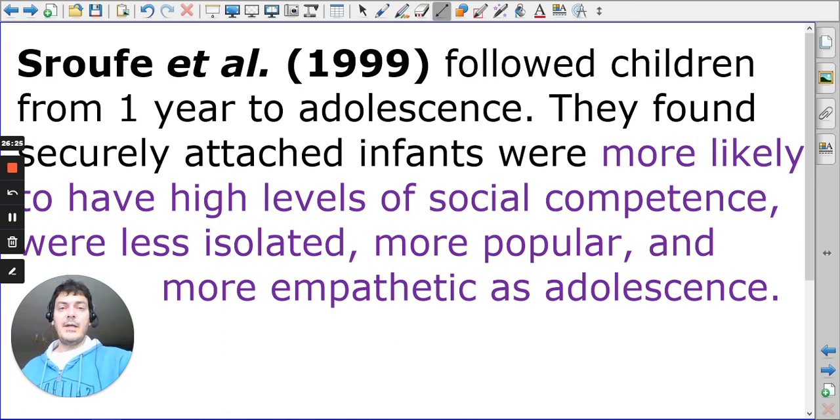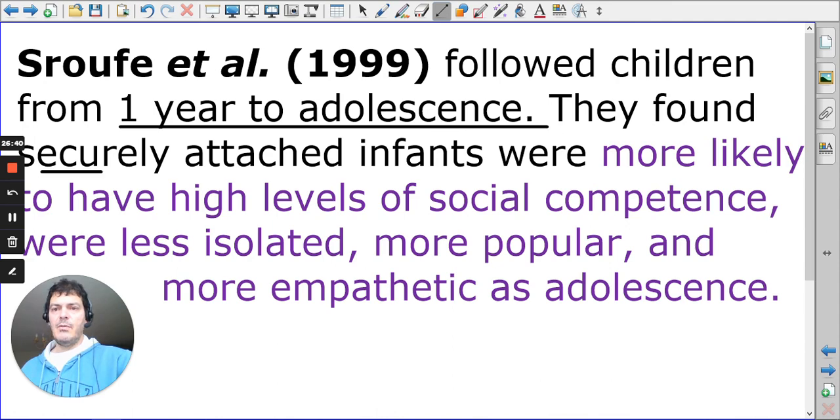Now, this is really important to us, okay? They've done a long-term study from one year to adolescence, looking at these particular children, and they're saying if you're securely attached, you have all these amazing things: social competence, you feel less isolated, you're more popular, more empathetic and things like that. And it's down to the secure attachment. So a lot of people do work on this.